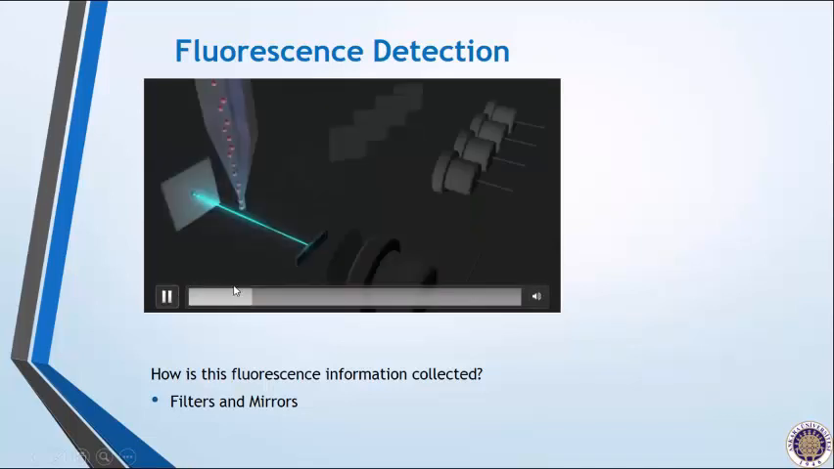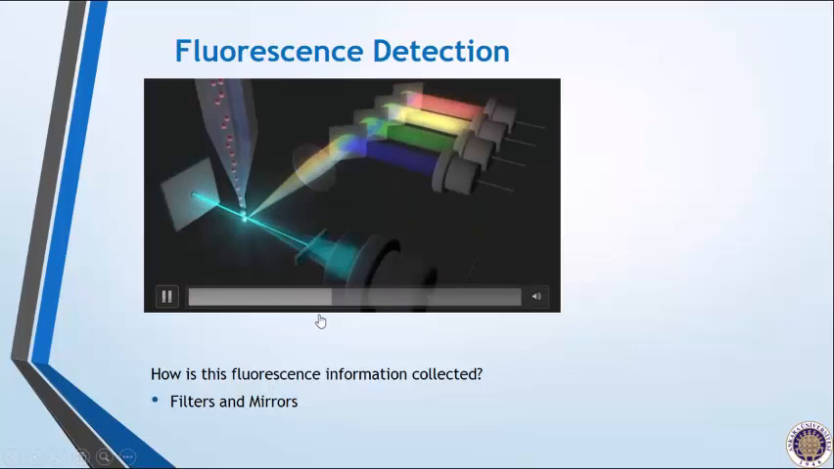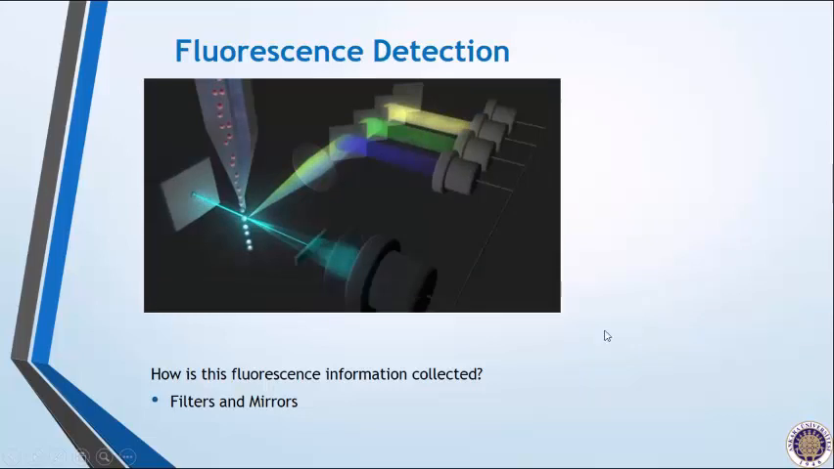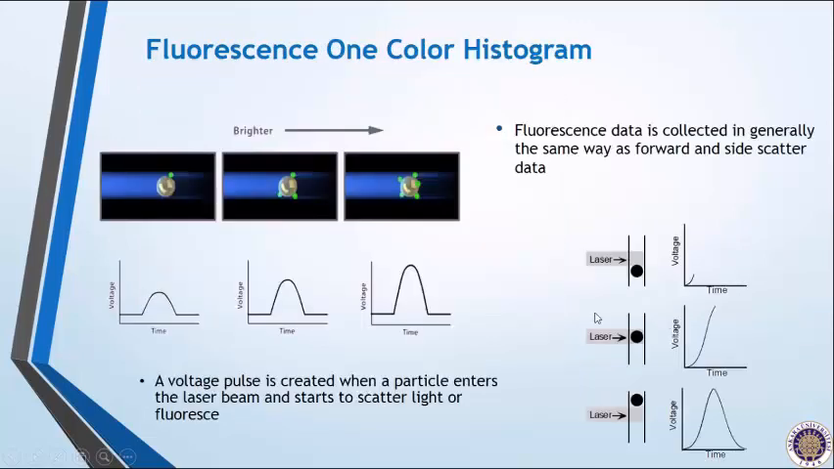As you can see, when the particle passes through the laser, appropriate detectors are captured to signal. Fluorescence data is collected in generally the same way as forward and side scatter data. In a population of labeled cells, some will be brighter than others. As each cell crosses the path of the laser, a fluorescent signal is generated.